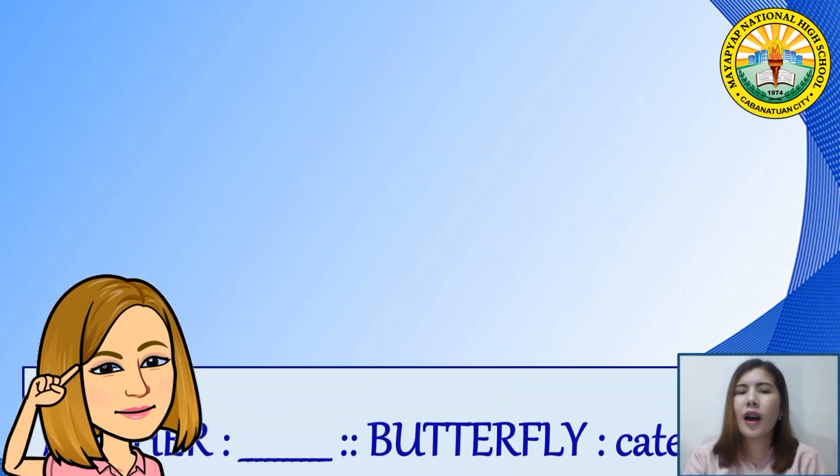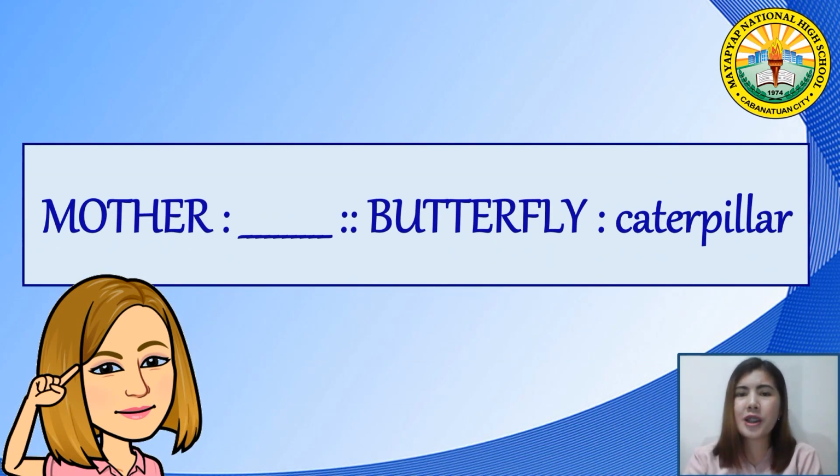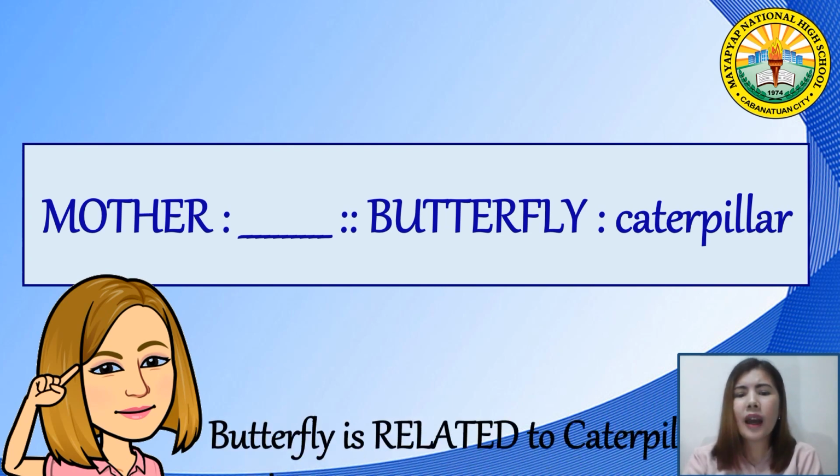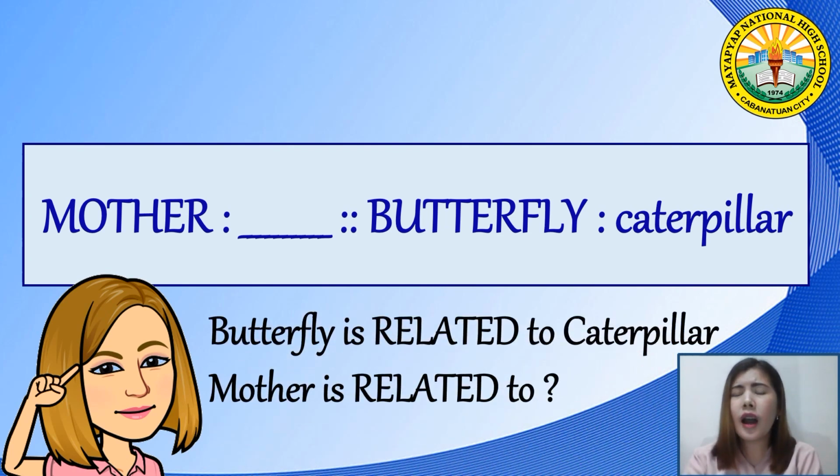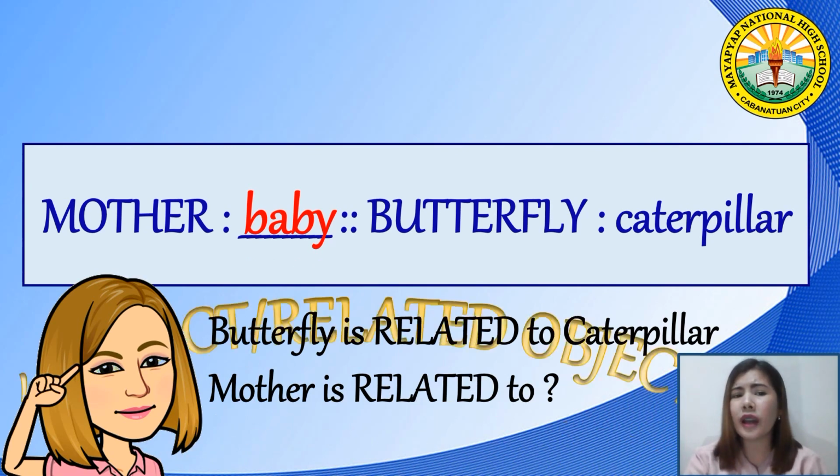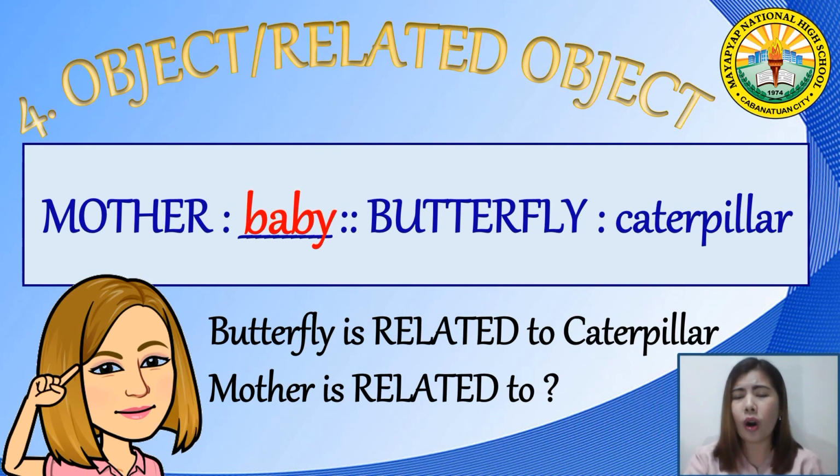Next, mother is to blank as butterfly is to caterpillar. Let's analyze. Butterfly is related to caterpillar. Mother is related to? Yes, a mother is related to a baby. This relationship shows the relation of an object to another object.